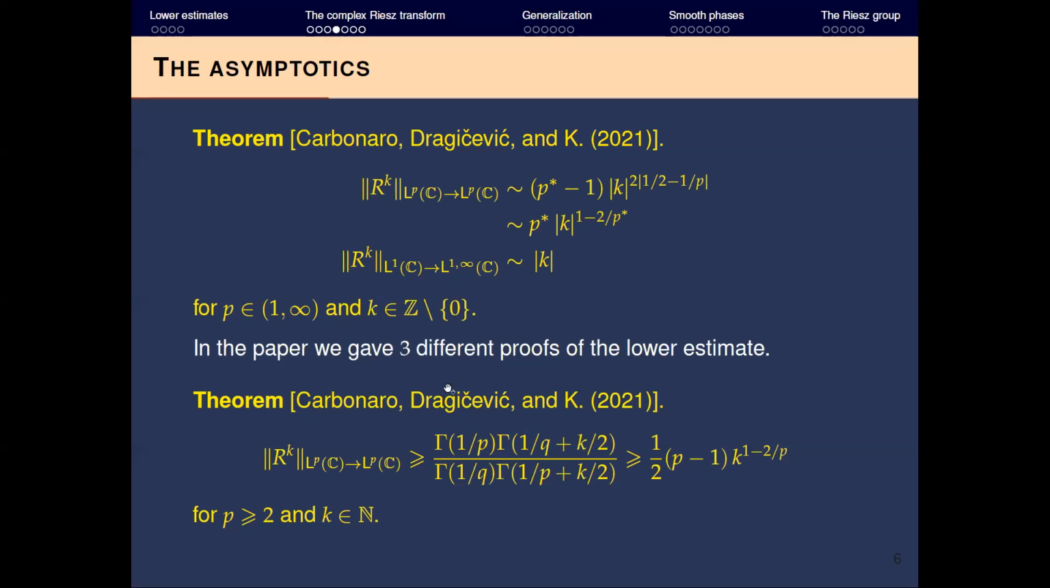And in the paper, actually, we give 3 different proofs of the lower estimate, which, as I said, is the only thing that is essentially left to do, right? Because the upper estimate is quite general by this very general principle.